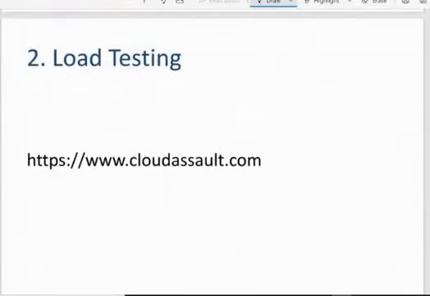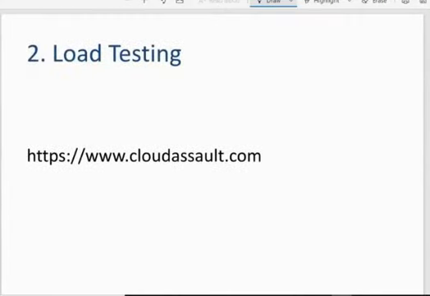Next is your load testing, right? How much load I can take. So I took this particular example. I am not sure whether this particular website works or not. Normally, in my regular classes, I used to take a demo as well. So maybe in the next class, I'll take a demo of another product. Right now, I can check that this Cloud Assault is not working, so we will not talk about this particular thing.